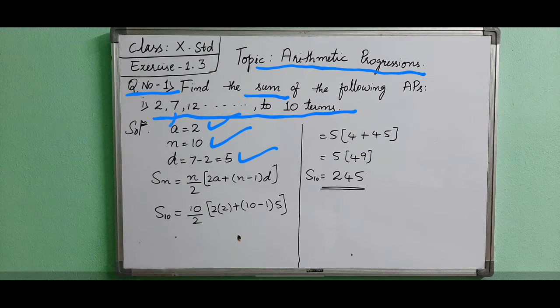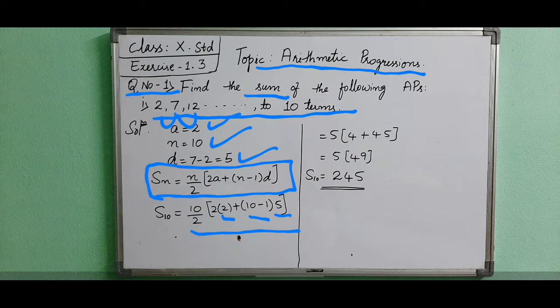Here if we take 7 minus 2, it is 5. If we take 12 minus 7, again it is 5. Any two terms' difference we have to find, the consecutive difference. Now the sum formula: Sn is equal to n by 2 into 2a plus n minus 1 into d. Our n is 10, so we substitute 10 by 2, a is 2, n minus 1 is 10 minus 1, d is 5.